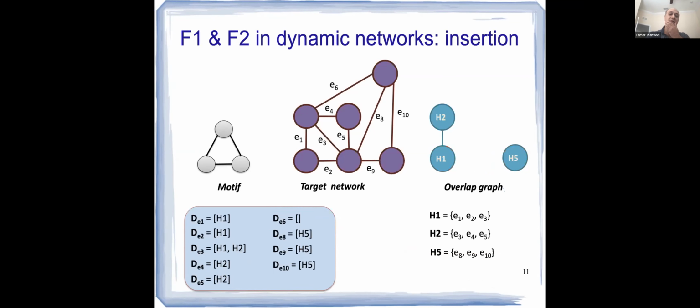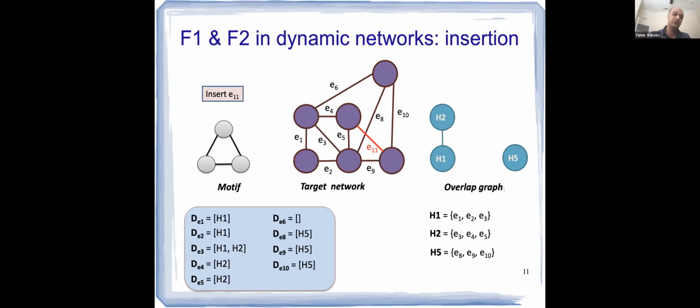Now let's see what happens when we insert an edge. So I'm gonna insert an edge and call it edge number 11 over here. Now when I insert an edge, what can happen is that I may produce a new instance of the motif. Of course, to find out if we generated a new instance of the motif, we don't want to solve the motif counting problem from scratch again. That's too expensive. I want to do it quickly.